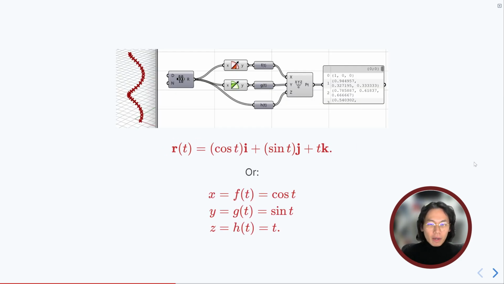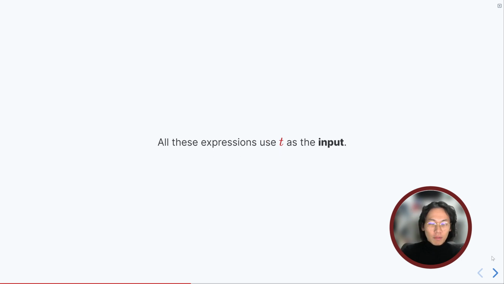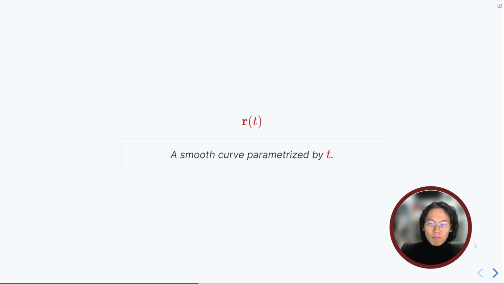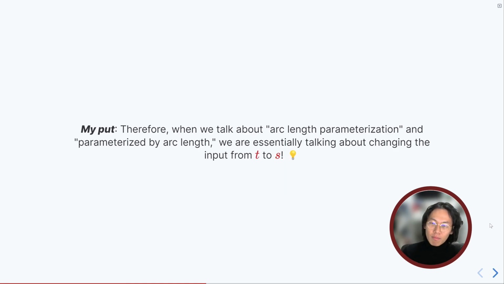Let's take a recap of the helix vector value function. From this equation and this picture, what do you notice? The biggest impression for me is that these equations use t as the input. So mathematically, this symbol r means the position vector of the curve. This means a smooth curve parameterized by t. t is the input. So for arc length parameterization, we are saying that if we can switch the input from t to s, that's the arc length parameterization.